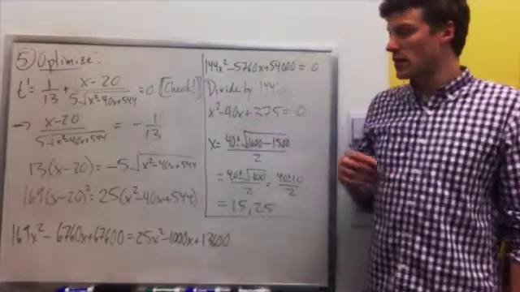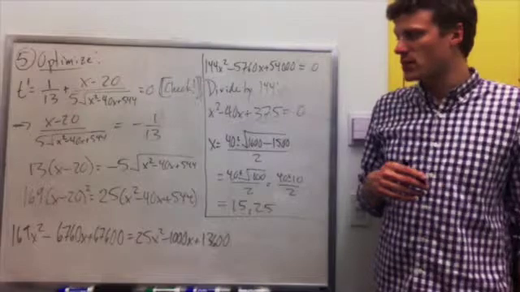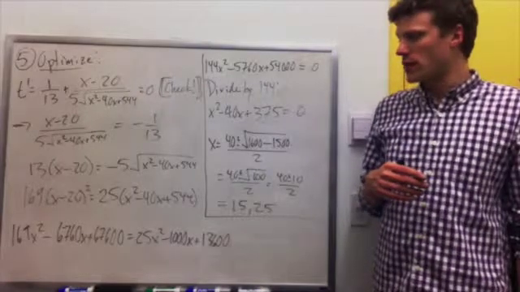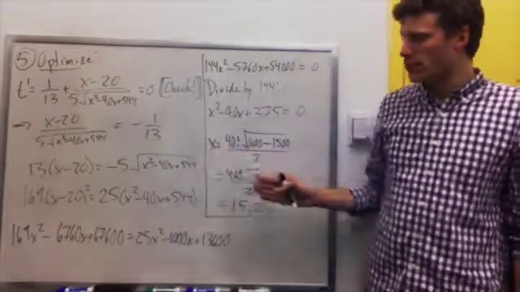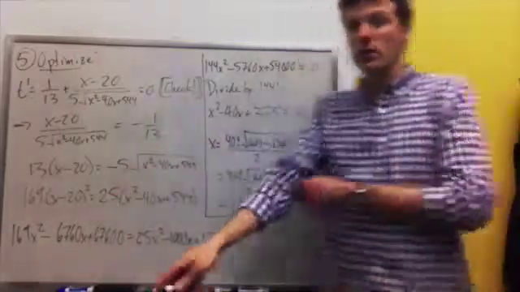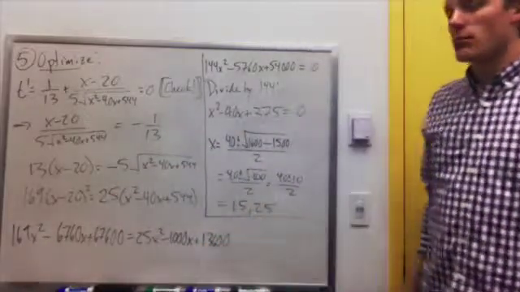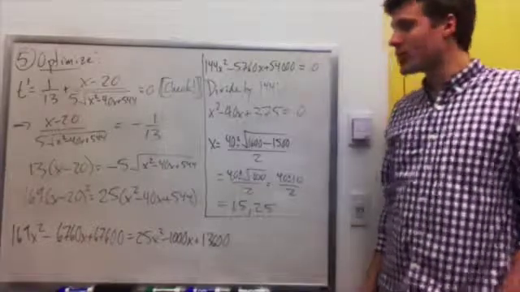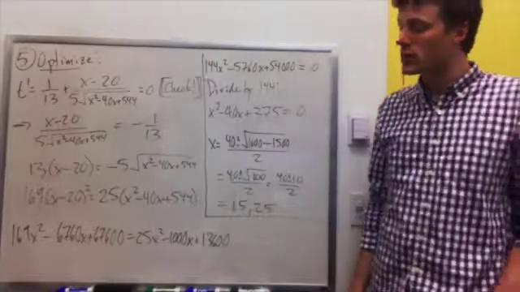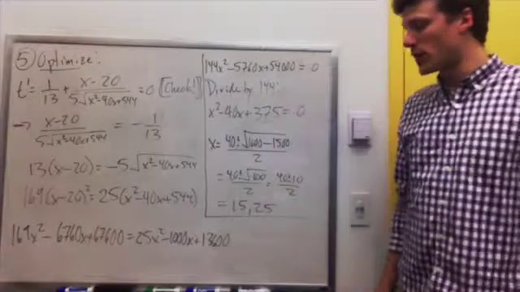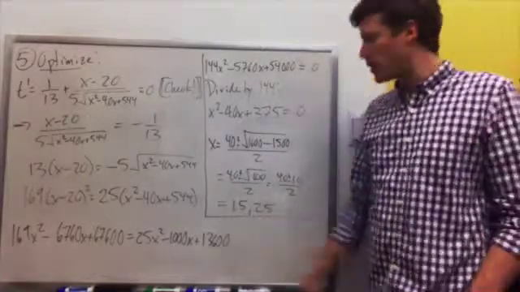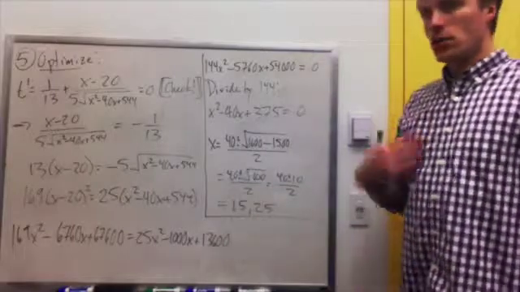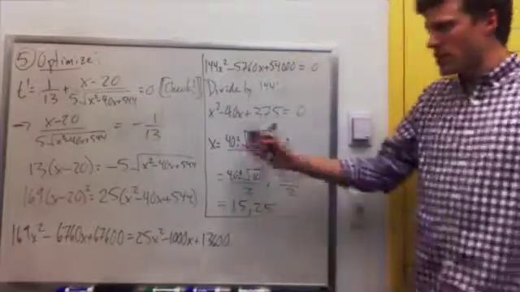On the left side I get 169 times x minus 20 squared. On the right side I have 25 times x squared minus 40x plus 544. And I distribute and I square out on the left-hand side to get 169x squared minus 6,760x plus 67,600 equal to 25x squared minus 1,000x plus 13,600. Whew! Okay, this is a lot of work, but let's keep going.